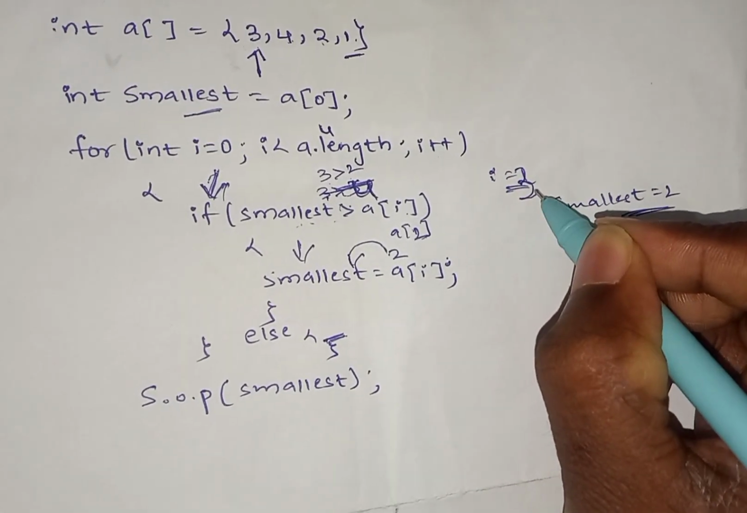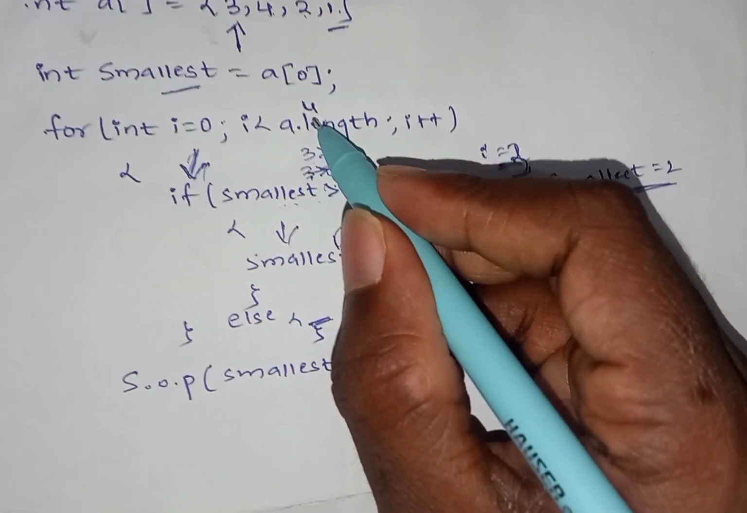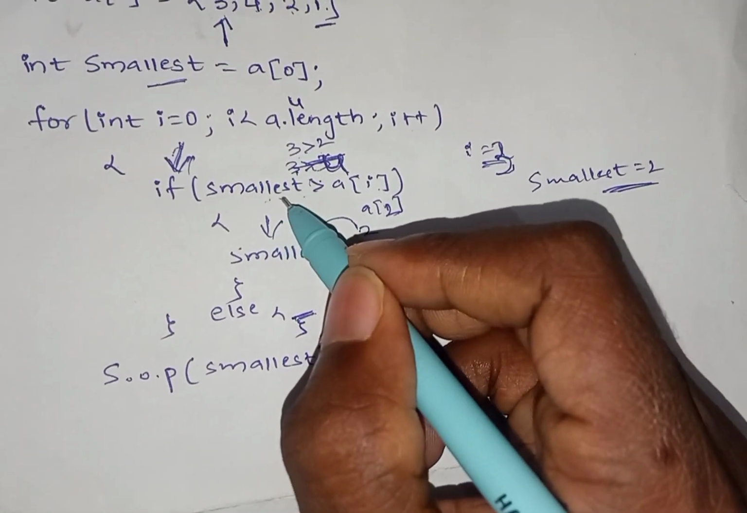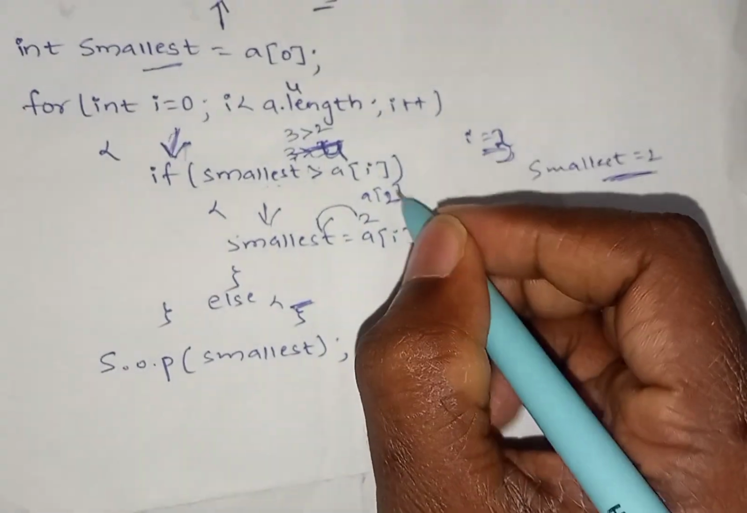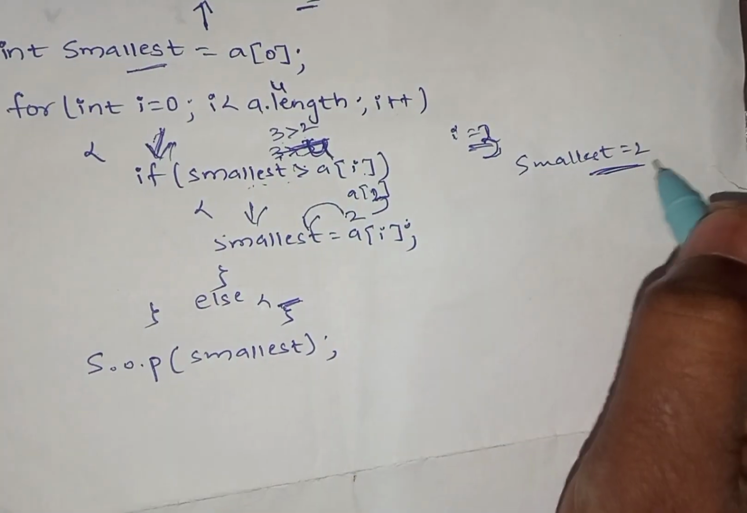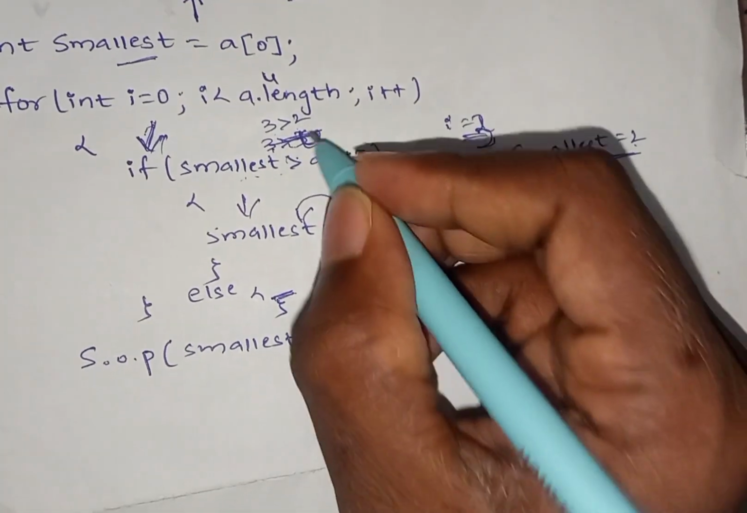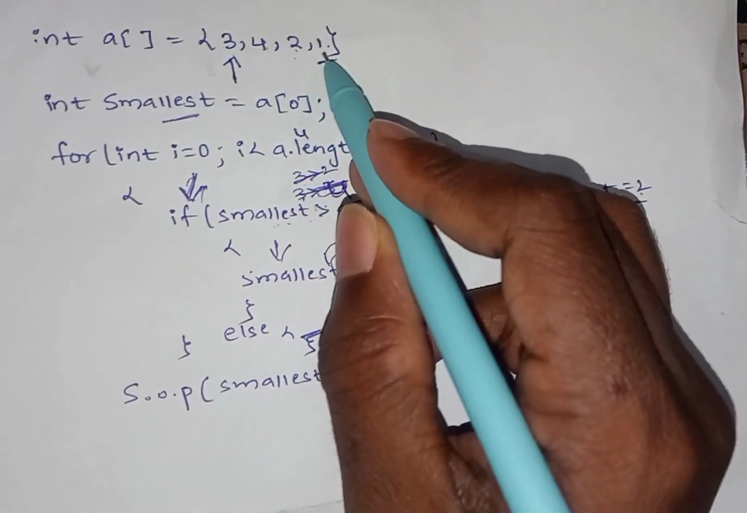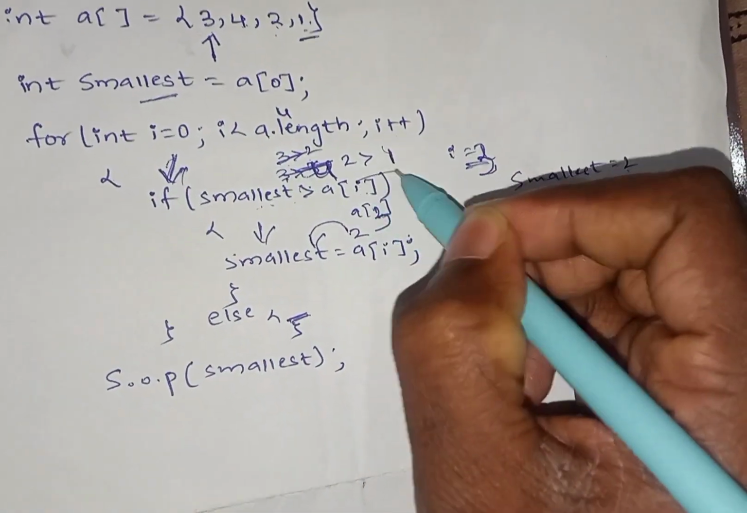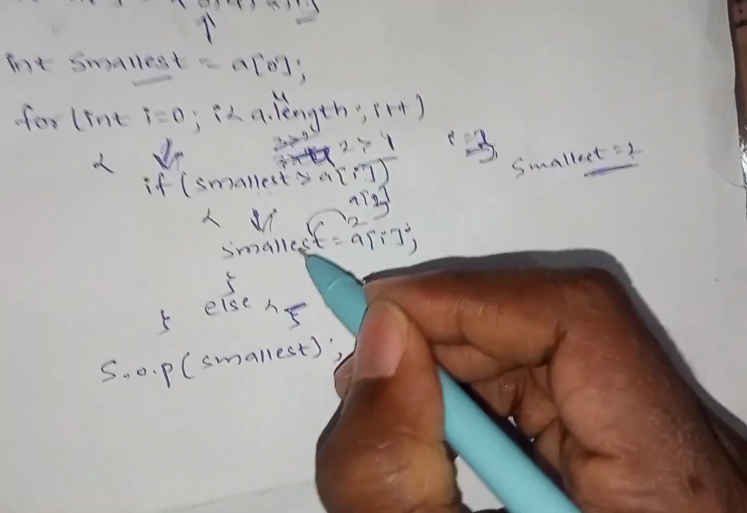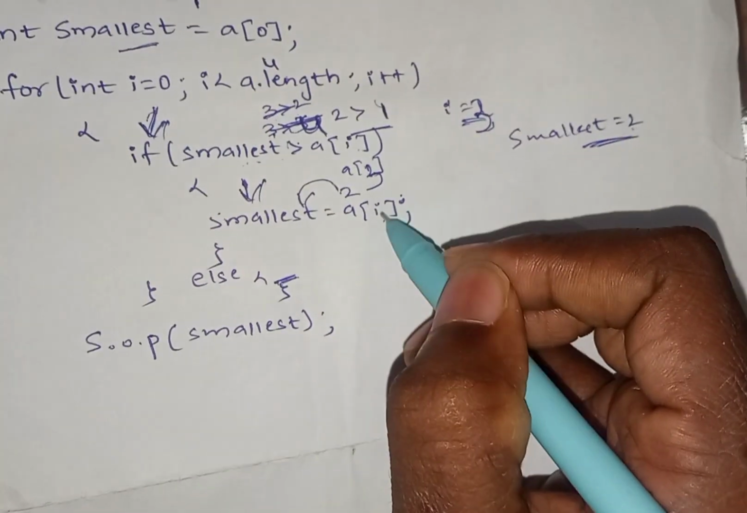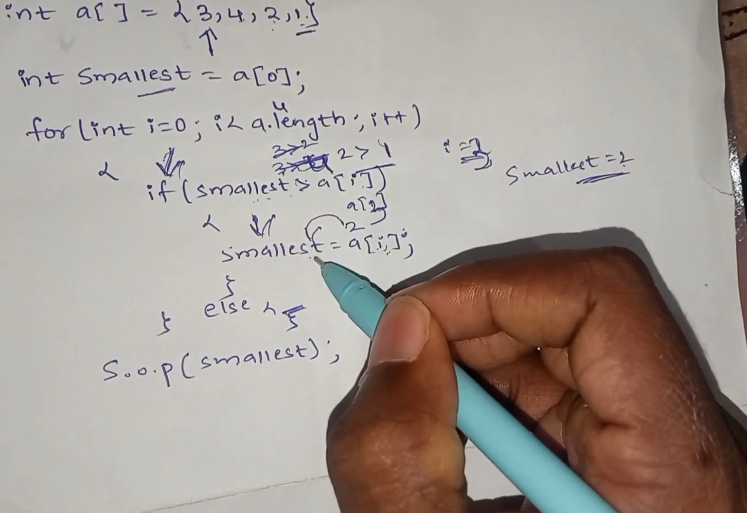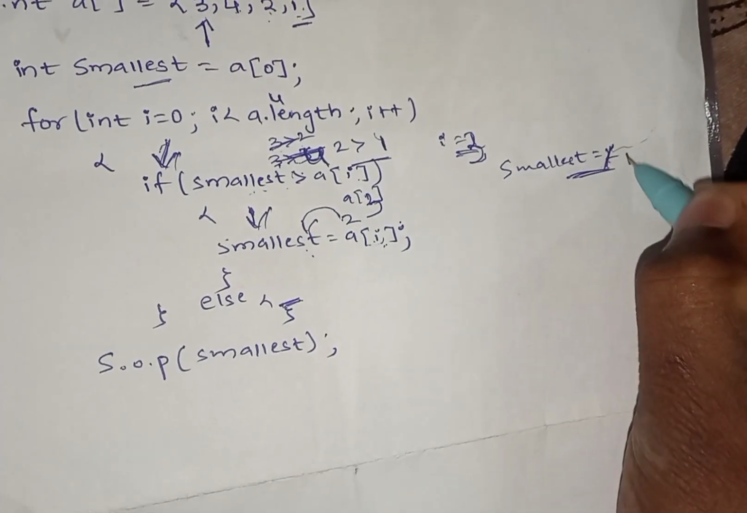Now i becomes 3, checks for the condition 3 less than 4, condition is true. Checks for the if block, that is smallest greater than a of i. Now i value is 3, right? So a of 3, and smallest updated value is 2. 2 greater than a of 3. a of 3 means a of 0, a of 1, a of 2, a of 3. 2 greater than 1. So condition is true. Enters into the if block and executes this statement. smallest equals to a of i. a of i means a of 3, that is 1. So a of 3 value will get stored into smallest. Now smallest becomes 1. This is the updated value now.